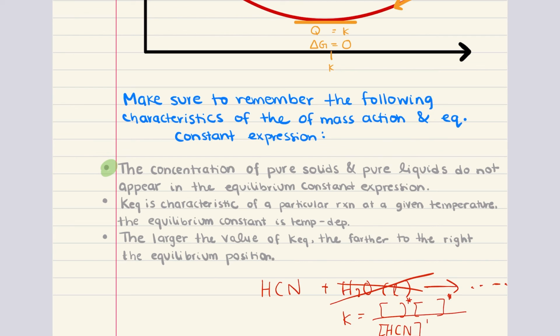In addition, the equilibrium constant is characteristic of a particular reaction at a given temperature. So in short, the equilibrium constant is temperature dependent. Now, the larger the value of the equilibrium constant, the farther to the right the equilibrium position.